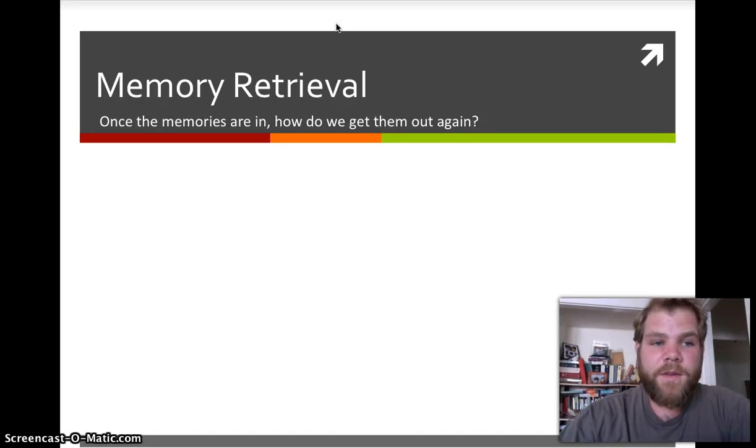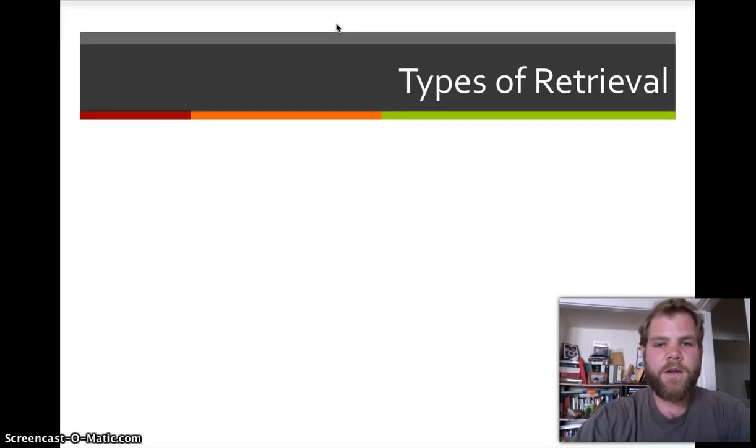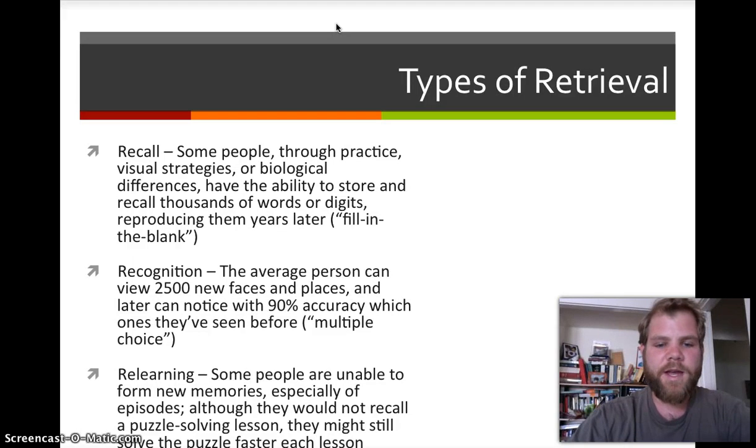Good evening. Tonight we're going to talk about memory retrieval. Once the memories are in there, we talked about storage last night, how do we get them out again? How do we retrieve them from our memory banks? There are a couple different types of retrieval. We talked about them briefly in class. These are the 3 R's: recall, recognition, and relearning.